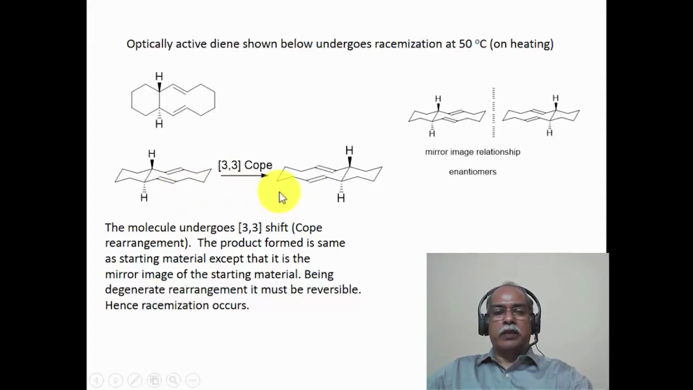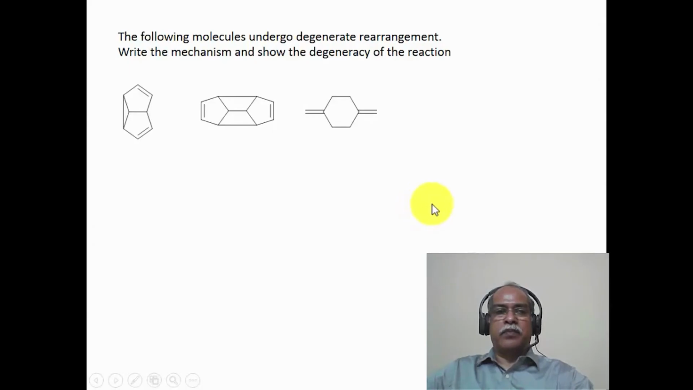This is a degenerate Cope rearrangement, except that the degeneracy is lost because you get an optical antipode of the starting material, not the same configuration of the starting material. The mirror image relationship is very clearly seen in this diagram, where this dashed line is actually the mirror plane. So this is essentially reflected on the other side as a mirror relationship, and they are non-superimposable mirror images. That is why they are called enantiomers in this particular case. So a 1:1 ratio of enantiomers is what is called a racemic mixture. So the process is known as the racemization process.